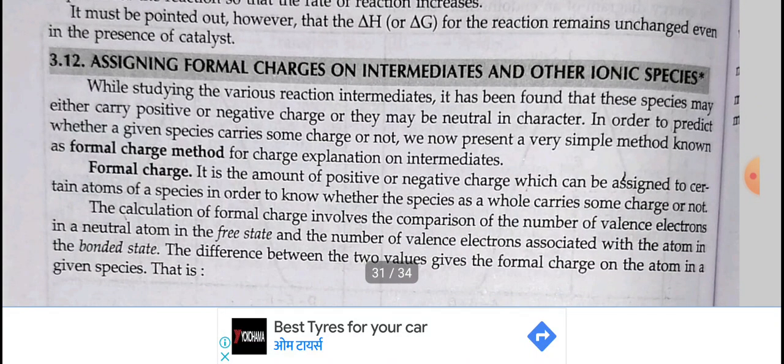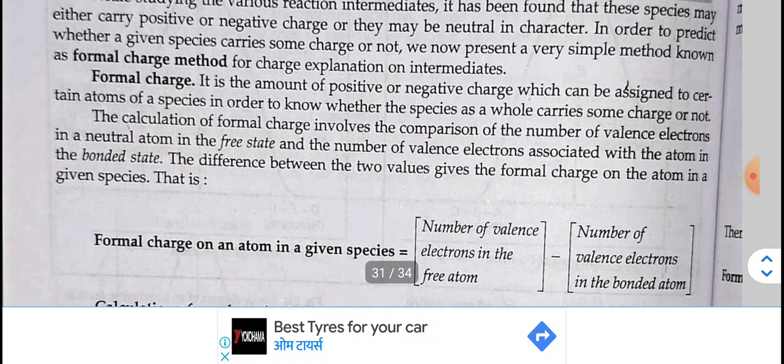Formal charge on intermediates and other ionic species. While studying the various reaction intermediates, it has been found that these species may either carry a positive or negative charge, or they may be neutral in character. In order to predict whether a given species carries some charge or not, we now present a very simple method known as the formal charge method for charge determination on intermediates.